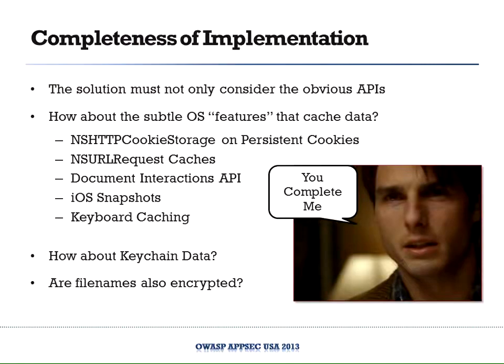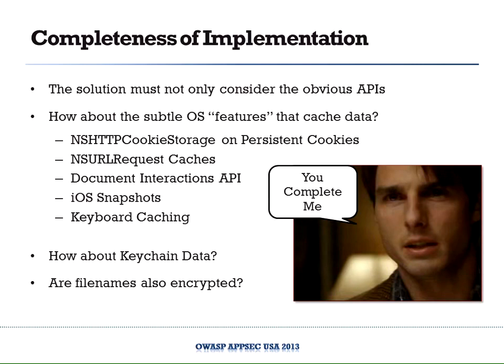So let's look at the completeness of an implementation. You have a solution out there. They've tried to take into consideration writing to the file system, SQLite databases, the really common APIs. But what are some things they need to be aware of? There are a lot of subtle OS features that cache data that might not be very straightforward that you should also be trying to hook and protect.